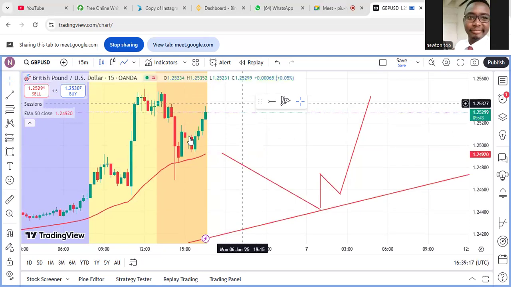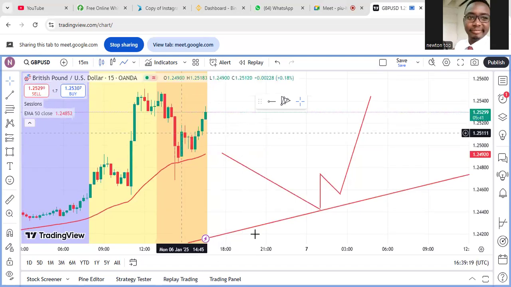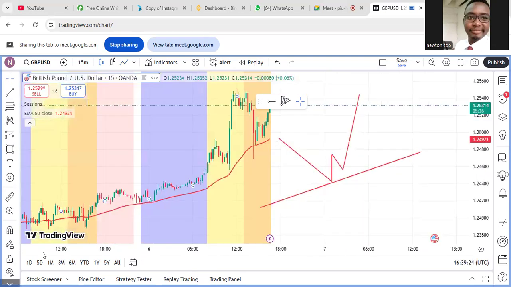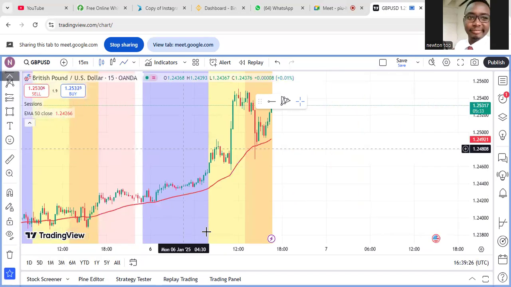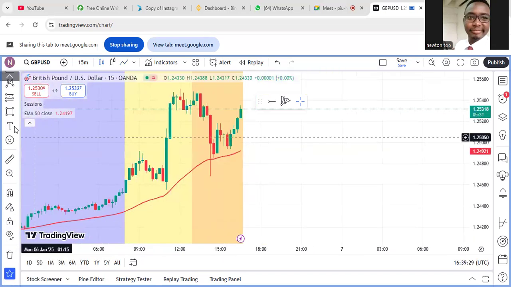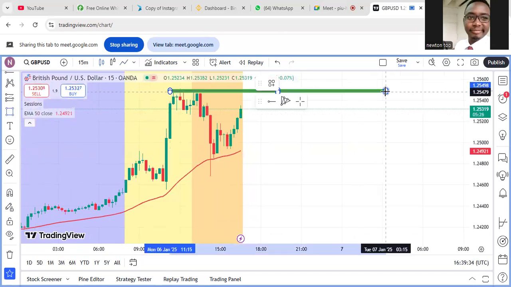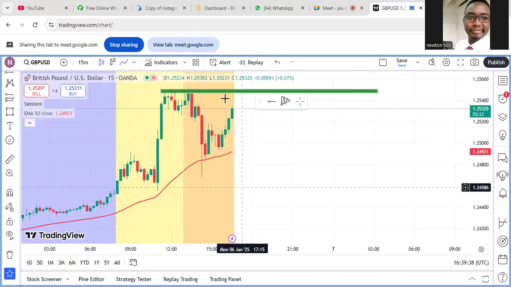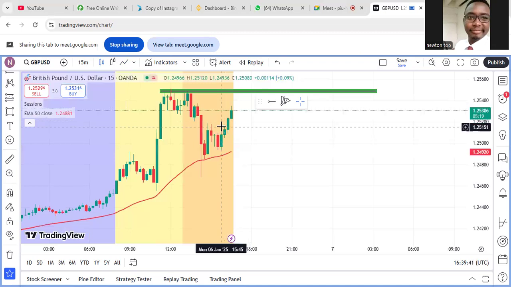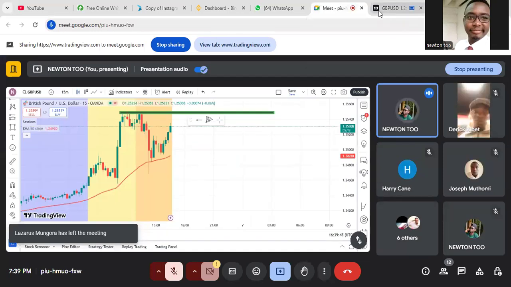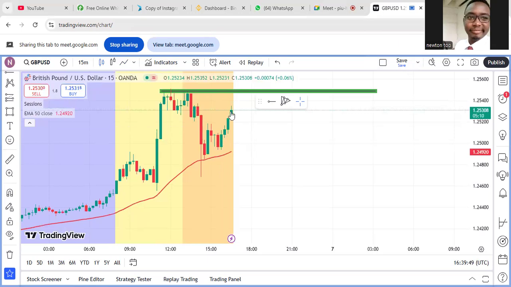So here was your entry. I'm expecting this market to break this region here, because here the market is kind of like a ceiling. If this market breaks this region, then we're going to have a very strong uptrend market.